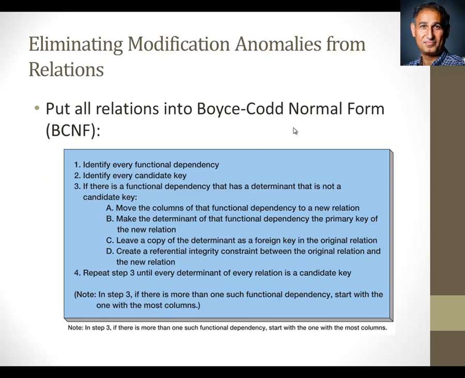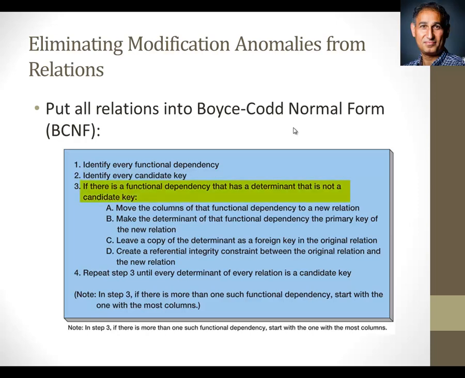So how can we transform tables into a normal form, eliminating modification anomalies from the relation? We can put all relations into Boyce-Codd normal form using the following steps. Step number 1, identify every functional dependency. Step number 2, identify every candidate key.